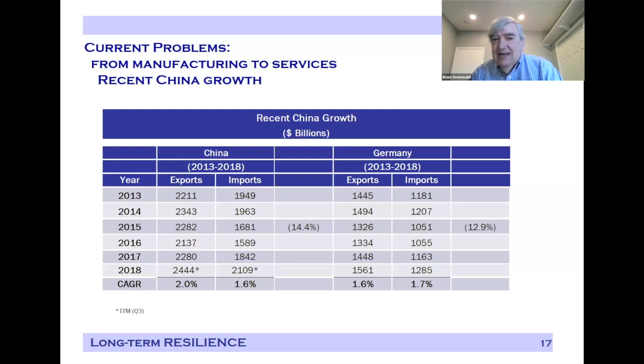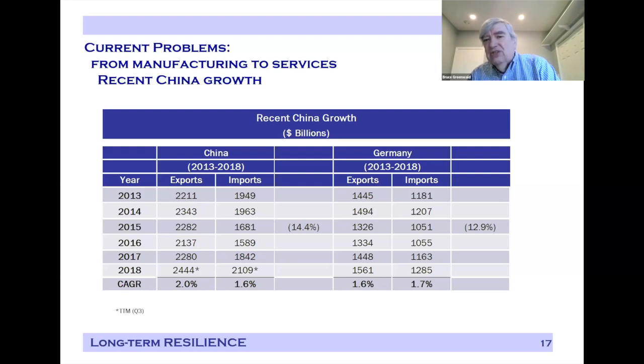This is not a 10% growth economy. Now, it's a poor country still, so it's probably 3 to 4%, but this is not dynamic growth, and it's not going to be dynamic growth in the future. By the way, that number in brackets is the oil price effect in 2015.